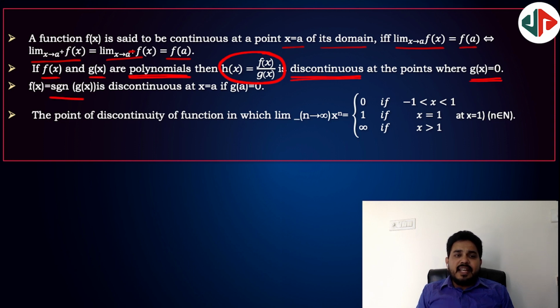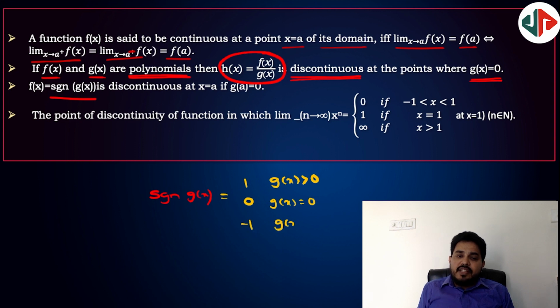They are talking about signum of g of x. So what is the signum of g of x? Okay. Signum of g of x is equal to 1 if g of x is greater than 0, 0 if g of x is equal to 0, minus 1 if g of x is less than 0. So wherever g of x is equal to 0, this means g of a is equal to 0, the function is said to be discontinuous.